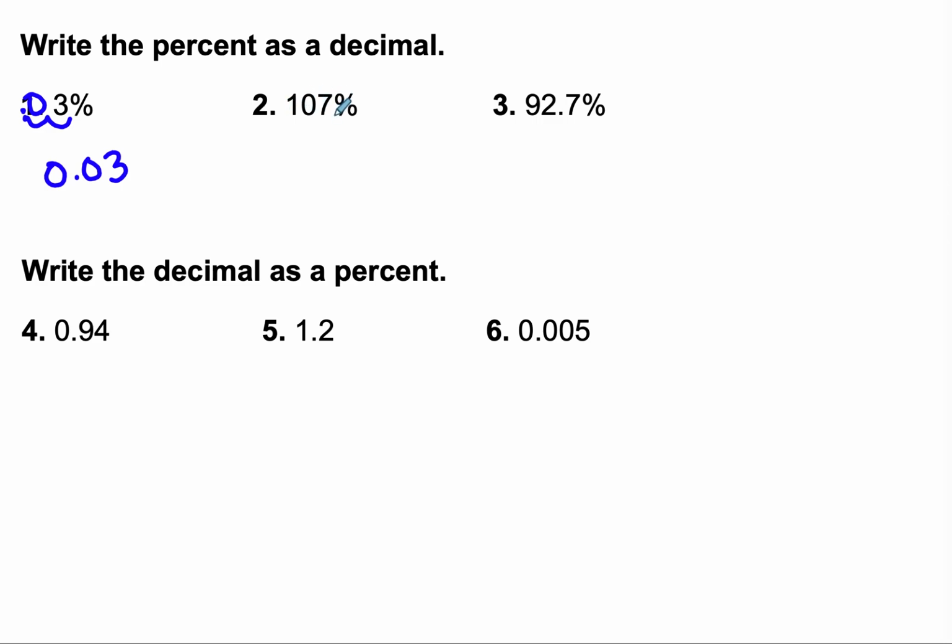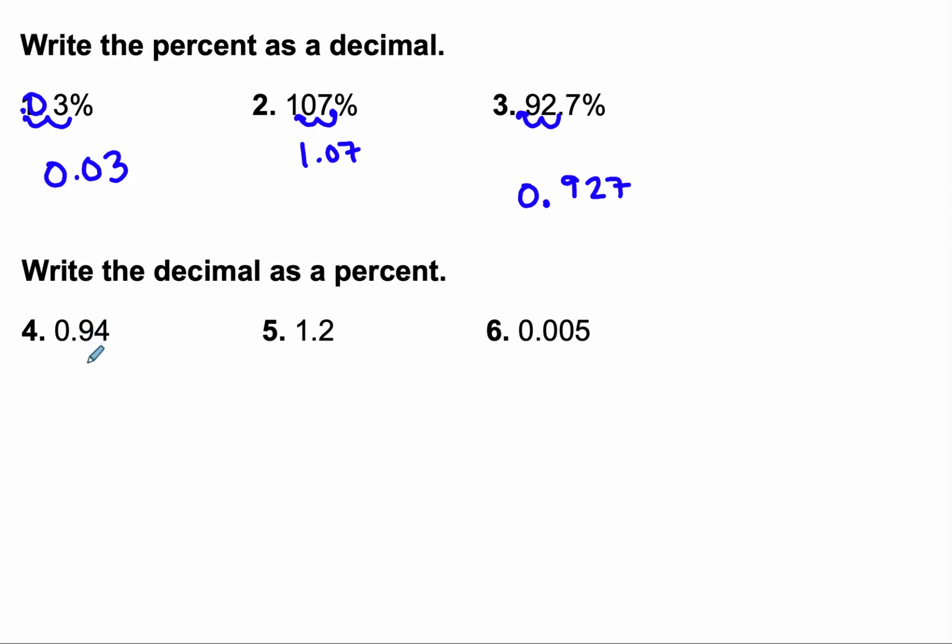Okay, 1 and 7/10%, add that decimal to the end of the number. 1, 2 places over, 1 and 7 hundredths. Oops, I don't want a percent there. Okay, 1 and 7 hundredths. Number 3 already has a decimal there. Still percent form, even though I had a decimal point in it because of that sign there. Move it 2 places over. That's going to give us 0.927, which is 927 thousandths.